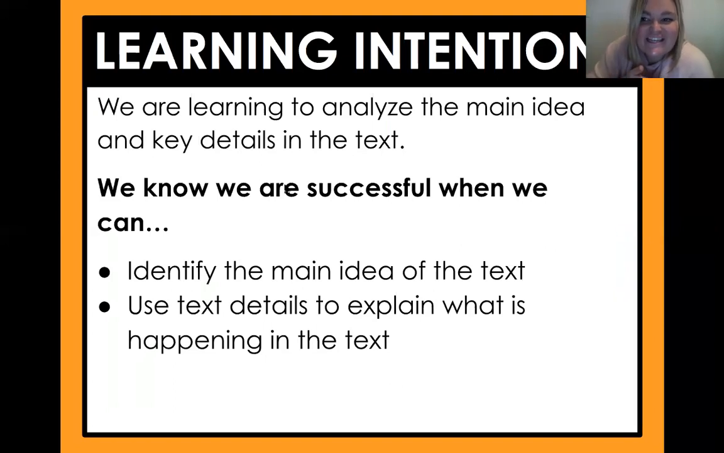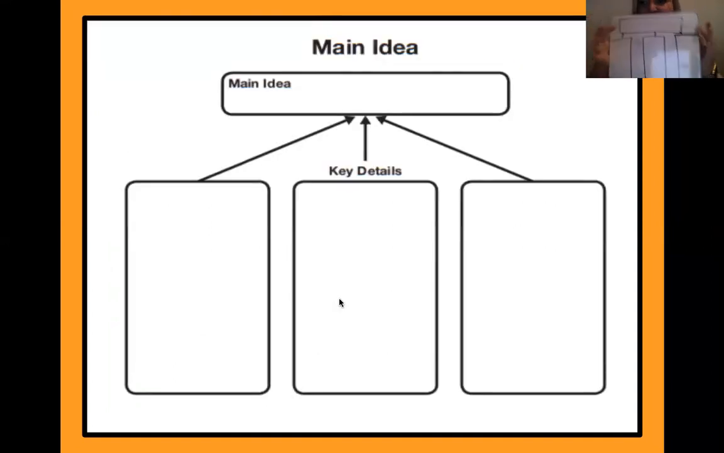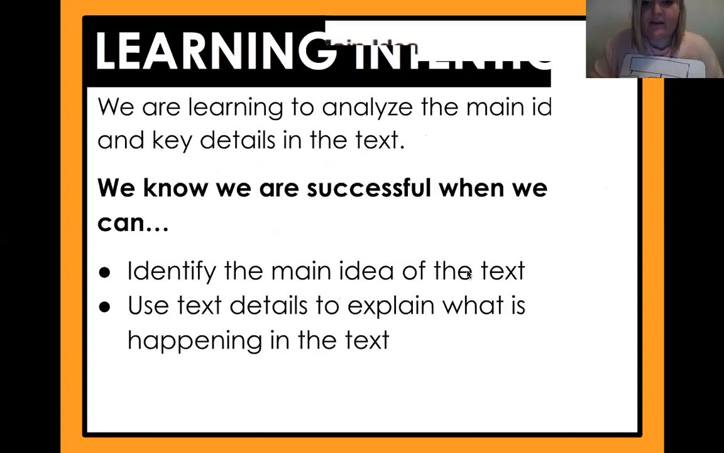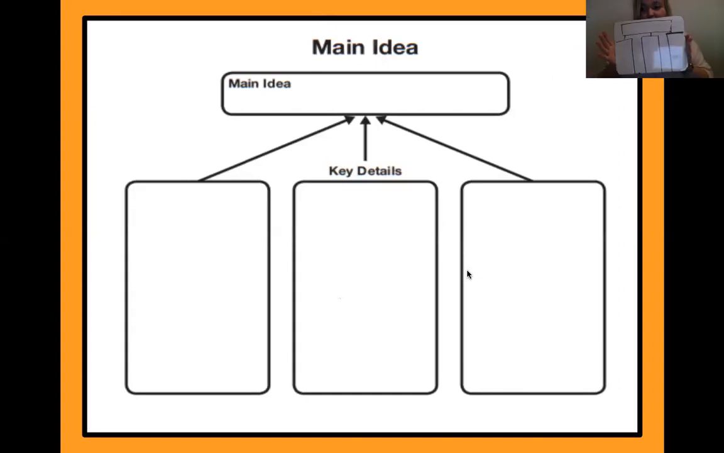So, learning intention: we are learning to analyze the main idea and key details in the text. You will know you're successful today when you can identify the main idea. You're going to have your chart as always, with your main idea and your 3 supporting details. You're going to use text details to explain what is happening in the story. So go ahead and pause the video and get your chart drawn so you are ready to go when we start reading.